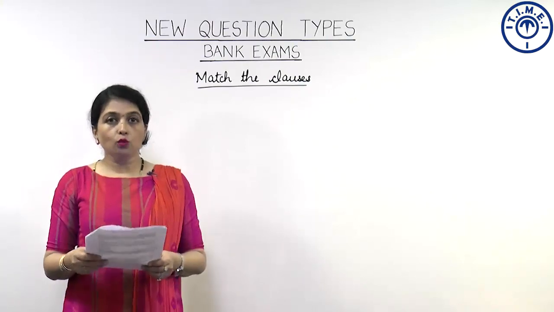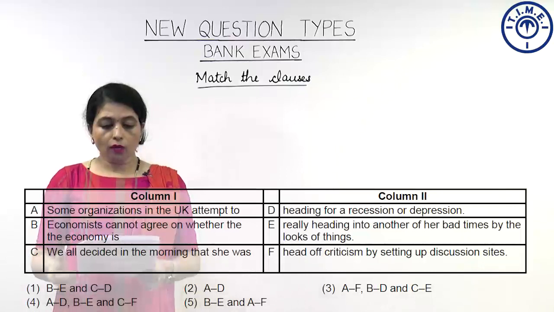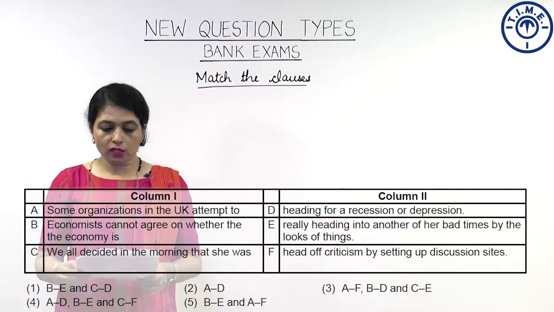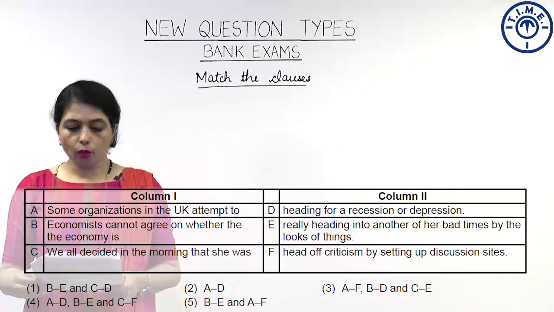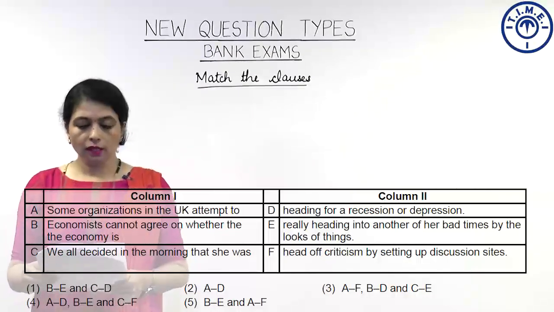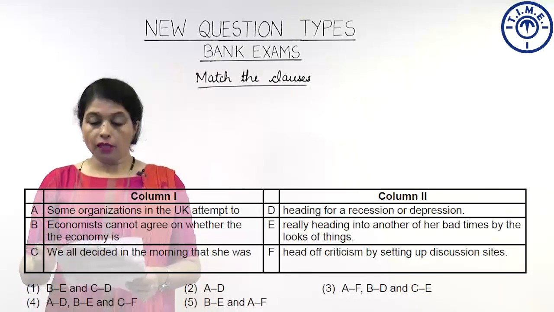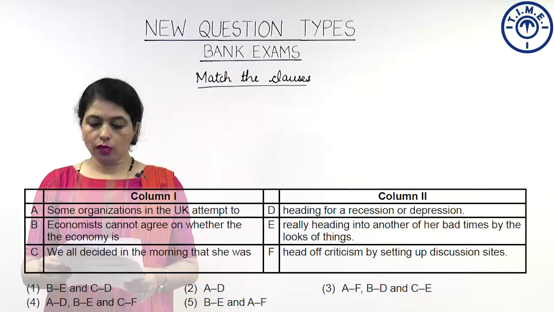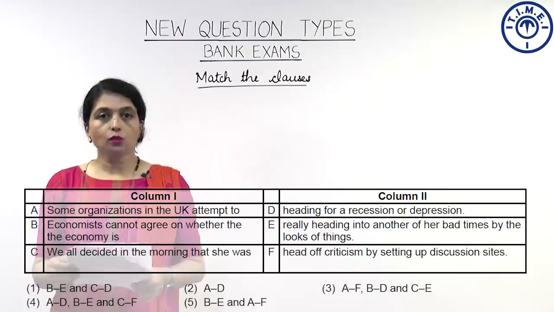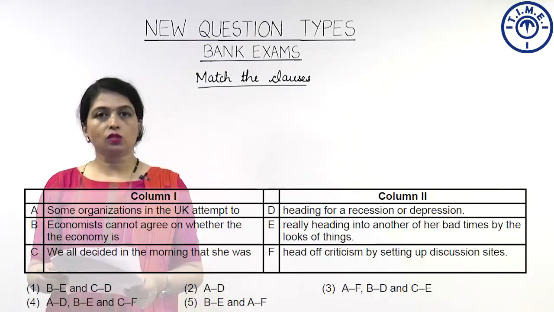Please keep your eyes glued on the screen as the question pops up. Column 1, A says, some organizations in the UK attempt to. B, economists cannot agree on whether the economy is. And C, we all decided in the morning that she was. D, in column 2 now, heading for a recession or depression. E, really heading into another of her bad times by the looks of things. And F, head off criticism by setting up discussion sites.